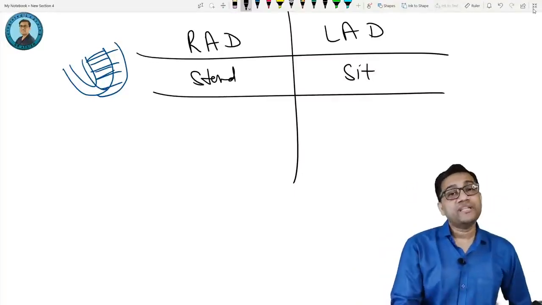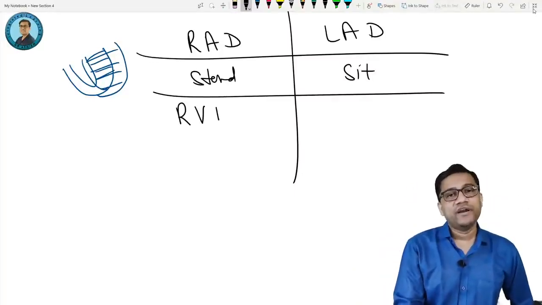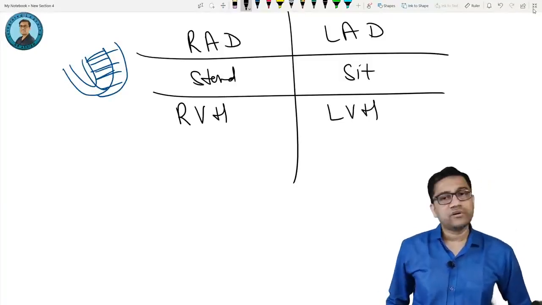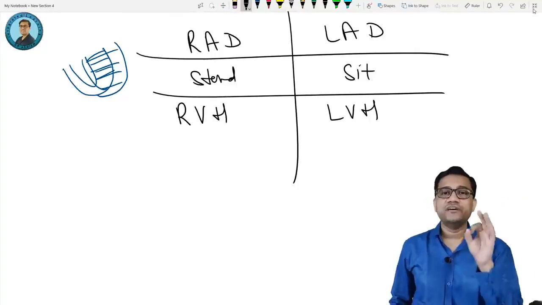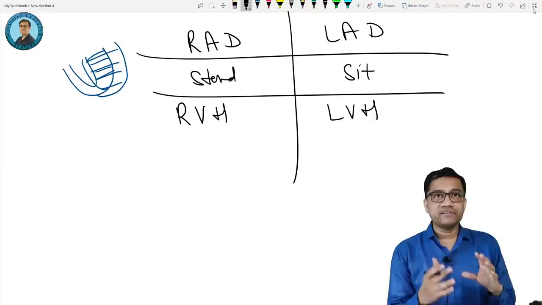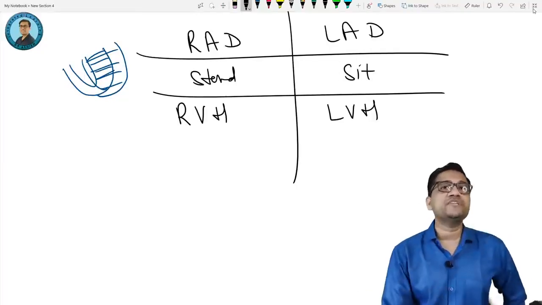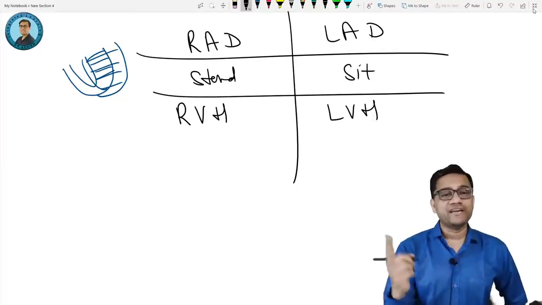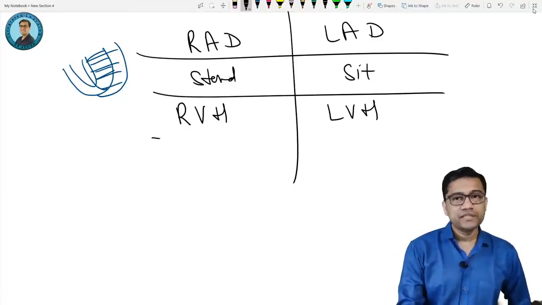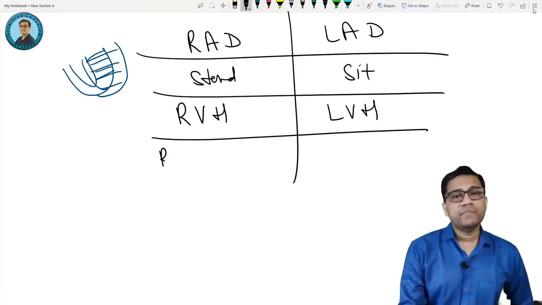Ignore it. Now write the main ones: right ventricular hypertrophy, left ventricular hypertrophy. They will drag the R wave, the current, towards themselves. So which ventricle is big? The one which is big will always drag it. Are you clear? Then next thing, bundle branch block.